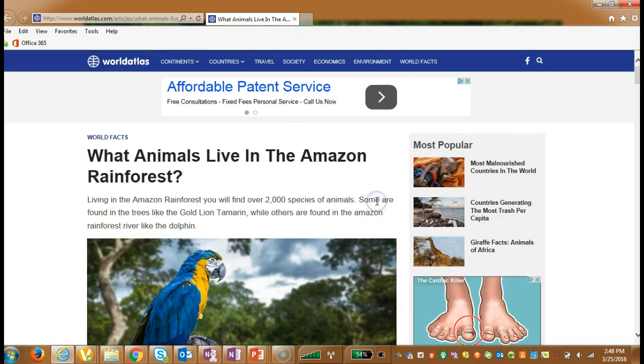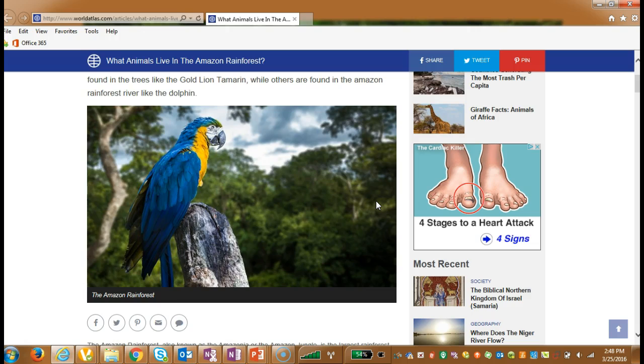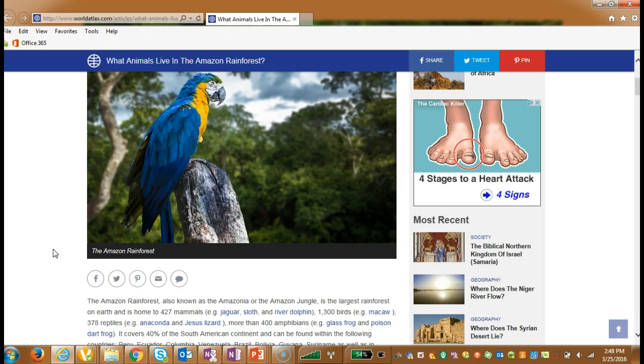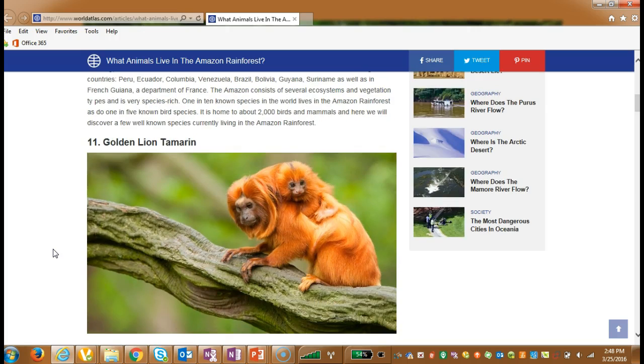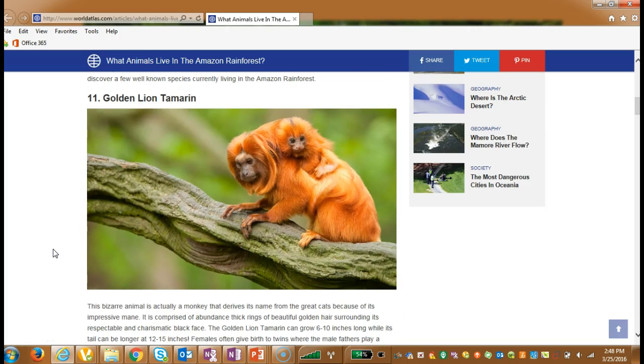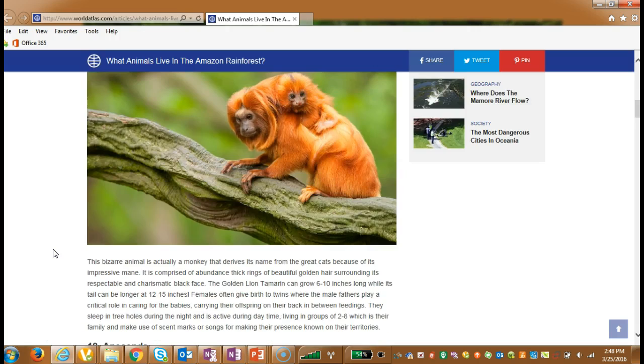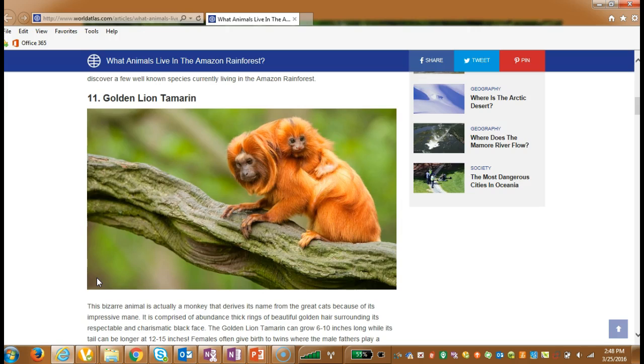I'm not going to read everything on this page to you, but I know you'll enjoy these pictures just like I did. And these are some of the animals that you've probably seen before, maybe a few that you haven't. But this one is beautiful. And it starts counting down here from number 11. This is called a golden lion tamarin. And he says it's actually a monkey, and it gets that name because it looks like it has a mane. Lion tamarin. It has a mane on it like a lion.